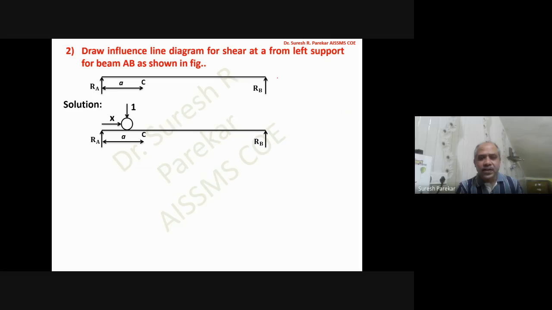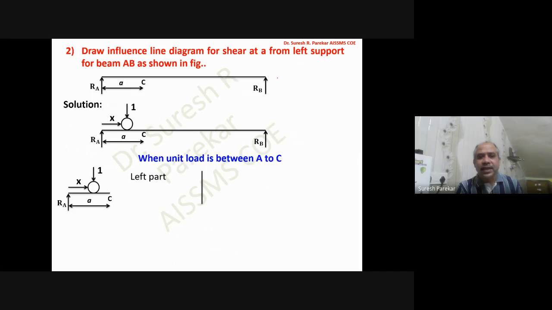Now you can see, first we will consider that my unit load is between A to C. When the unit load is between A to C, we will consider two parts. So what will be my left part? You can see my left part is in this fashion. Then what will be the shear force? That is the unbalanced force on the left of C. So we have RA upward and 1 downward, so I will get RA minus 1.